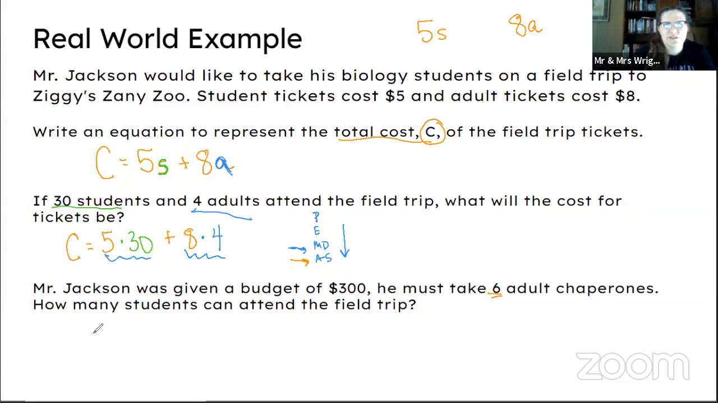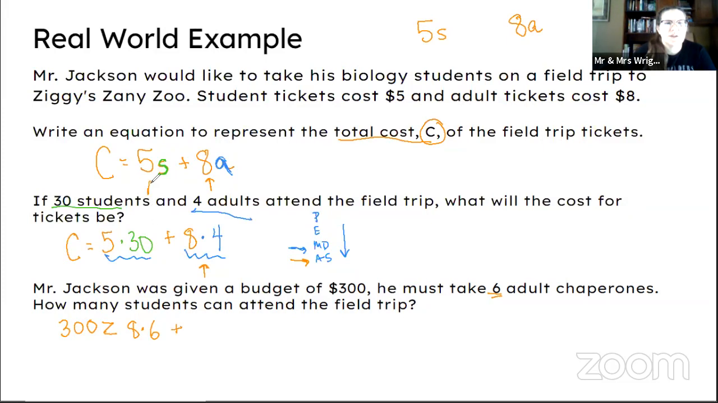This is going to get us into our next lesson with some inequalities. So this is a little bit of a preview for us. We know our cost cannot exceed 300. So our cost has to be less than or equal to $300. And he must take 6 adult chaperones. So I'm going to start with my adult multiplication term that I have here. 8 times 6.